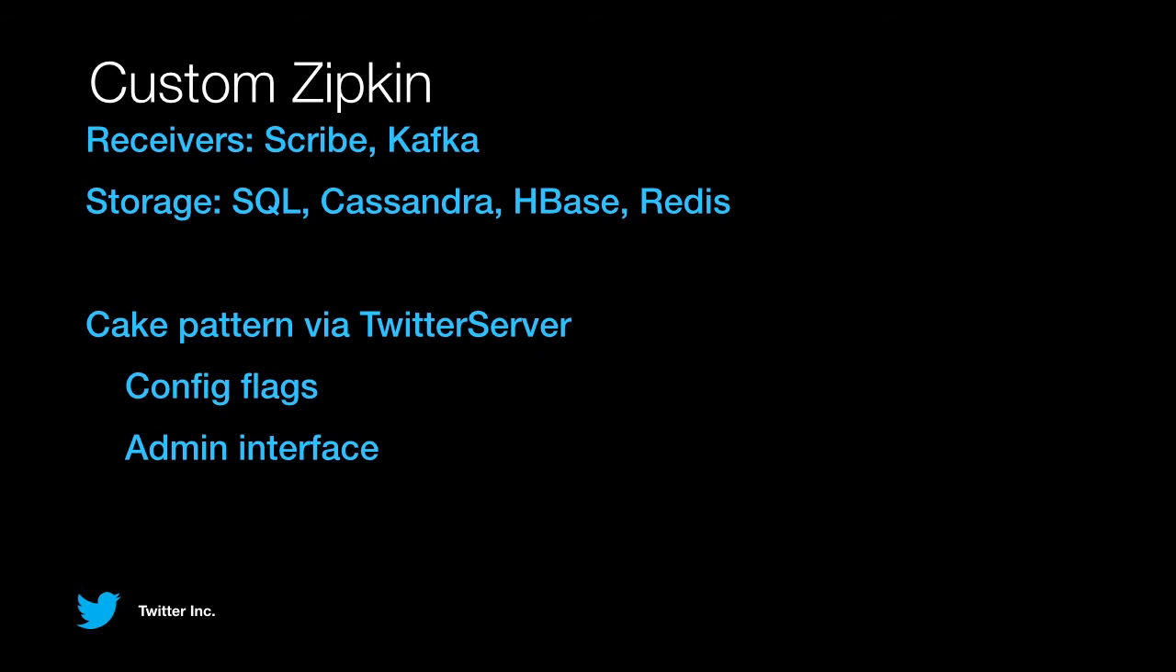To customize it, we have a few modules already in the Zipkin project. For receivers, we have Scribe and Kafka. Scribe speaks, obviously, the Scribe protocol and uses serialized thrift structures. Kafka is the same way. It can read off of a Kafka queue, and it reads serialized thrift structures. So your services would send into the Scribe or the Kafka queues, and then Zipkin would read them in. For storage backends, we have SQL, Cassandra, HBase, and Redis right now. There was just a contribution for Mongo.